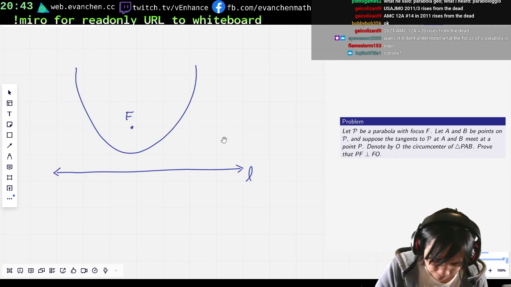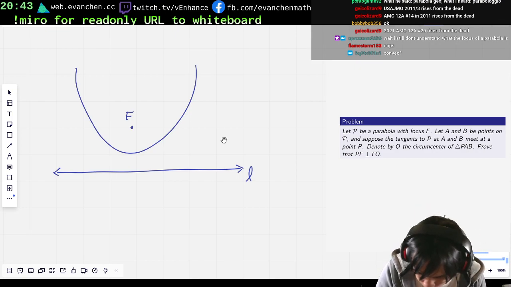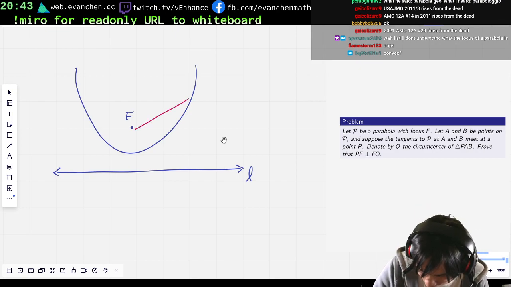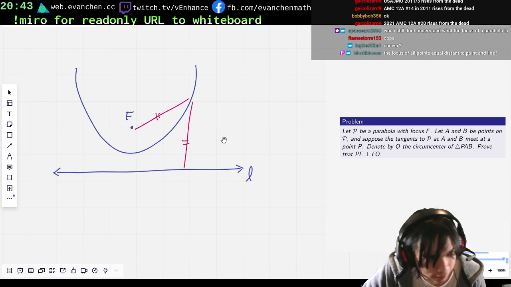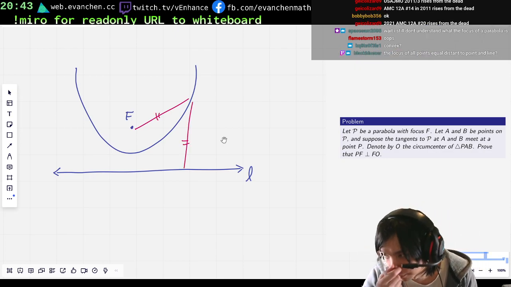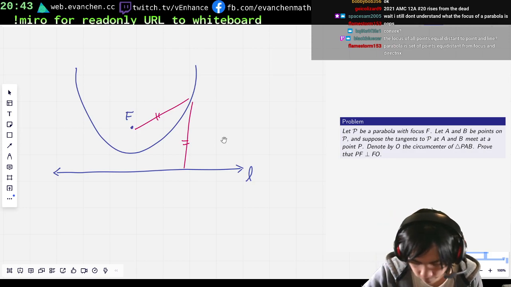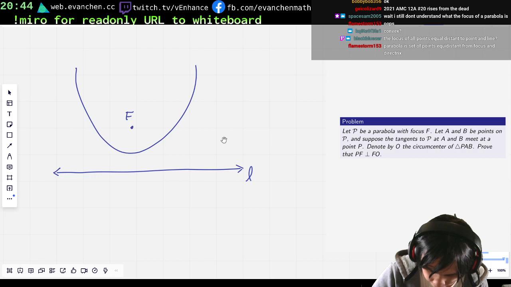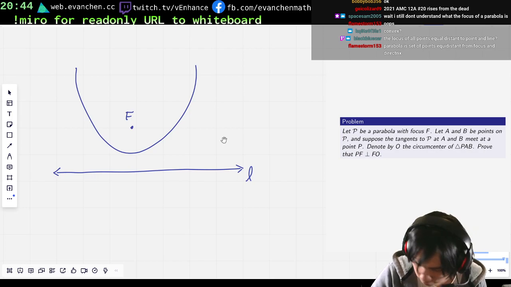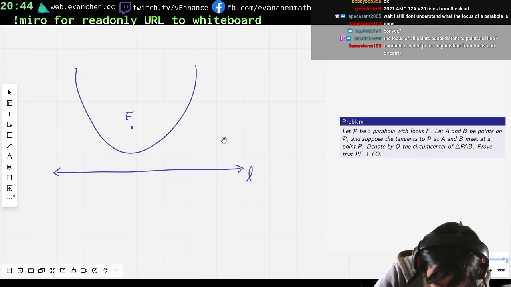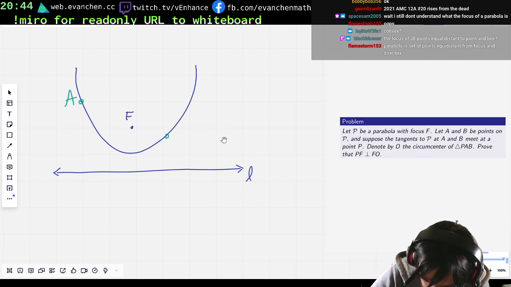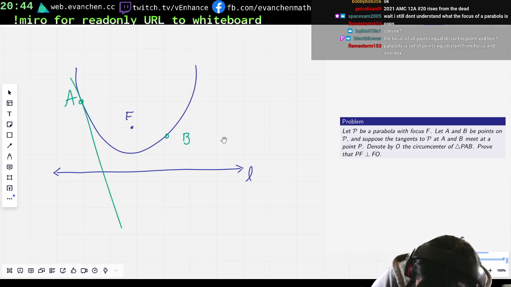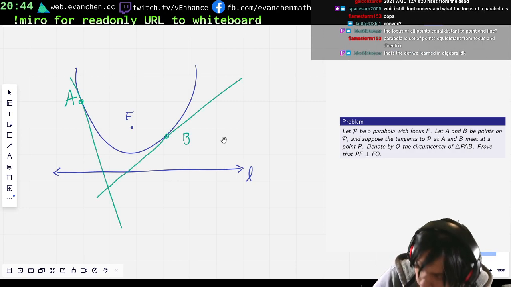So the definition of a parabola is that I have a line L and a point F, and it's the locus of all points such that this distance is equal to that distance. That's what it means. Okay, so now I have two points, A and B. I pick a point A, a point B, and there's a tangent here, and a tangent here, and they meet at P.